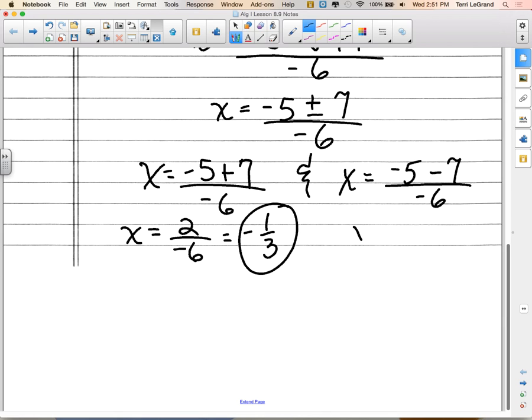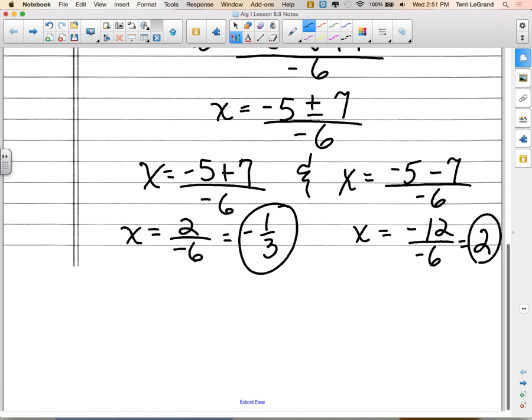And x equals, what's negative 5 take away 7? Negative 12. And negative 12 divided by negative 6 is 2. There's our other solution. So this one has 2 real solutions, crossing the x-axis at negative 1/3 and then positive 2.